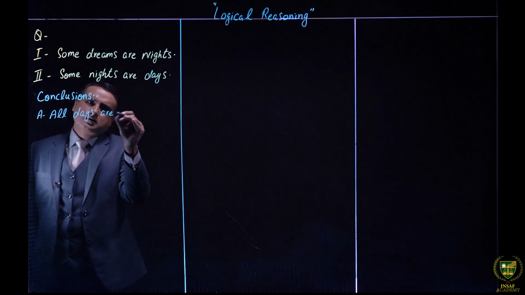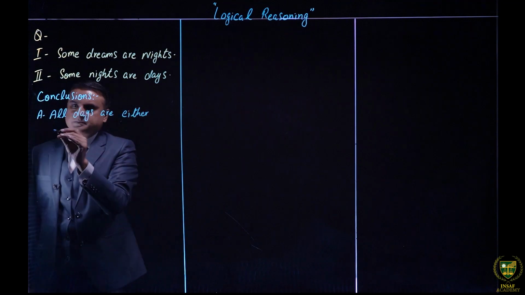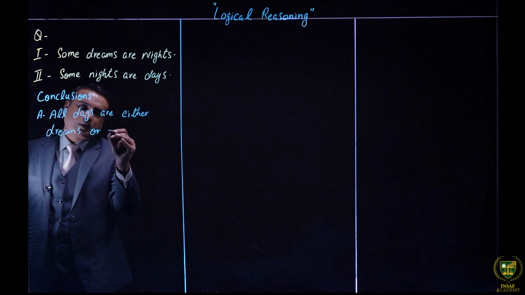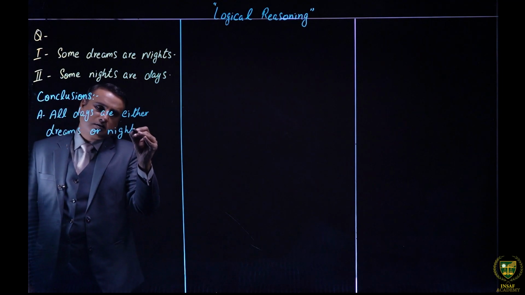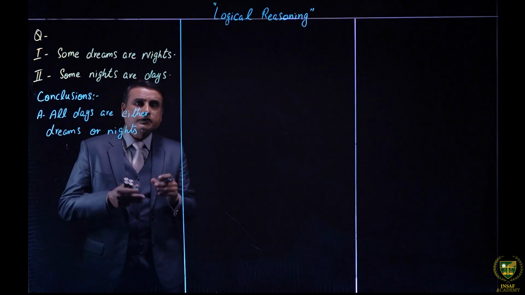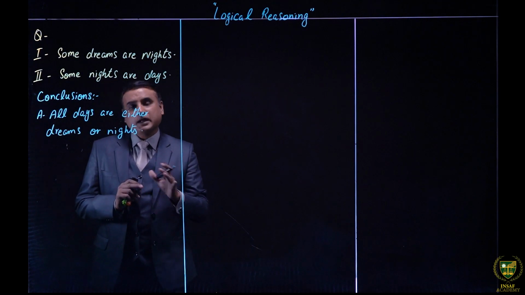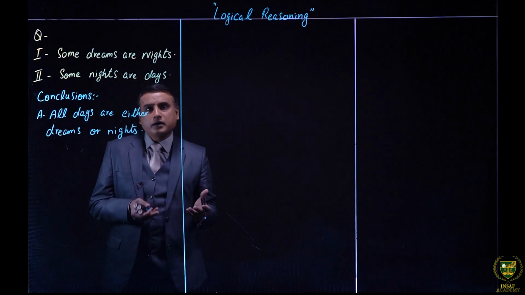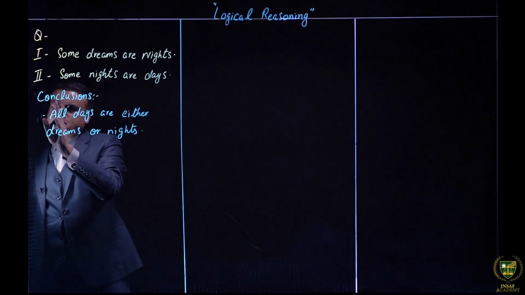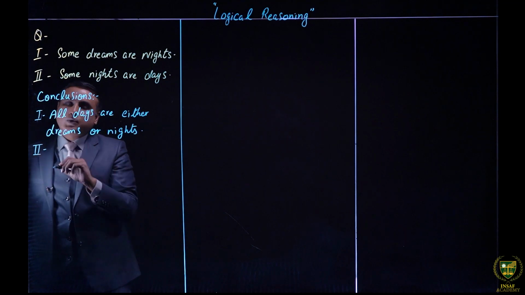all days are either dreams or nights. So now you can see that this is a different sort of a proposition where we are using this conclusion that it can be either day or night. And the second conclusion is, that is actually the first one, and this is the second one.